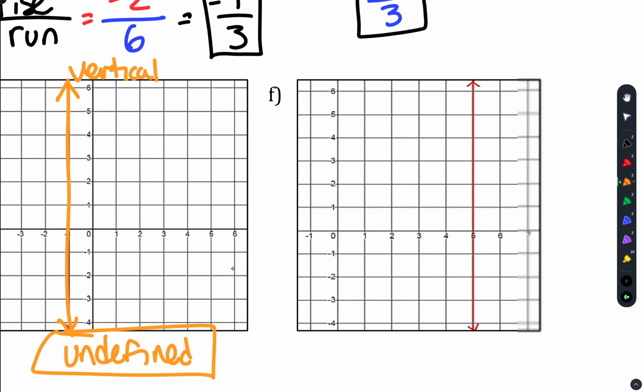Perfect. What about letter F? Red. Another vertical line.